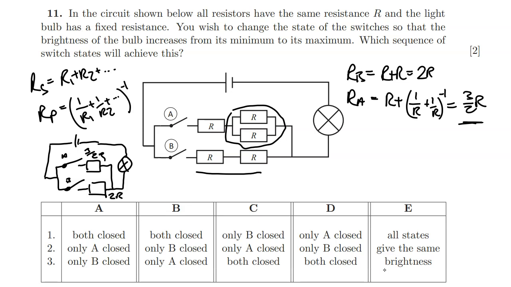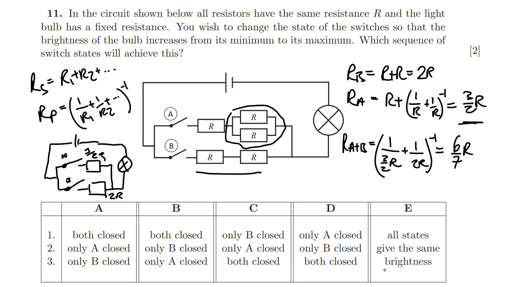So if you close switch A and switch B, this is effectively just having two resistors in parallel, which would be 1 over 3 over 2R plus 1 over 2R, to the minus 1. And if you work through the algebra, I'll leave that to you. You should get 6 over 7R.